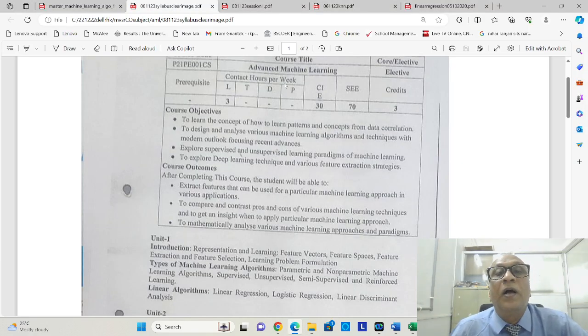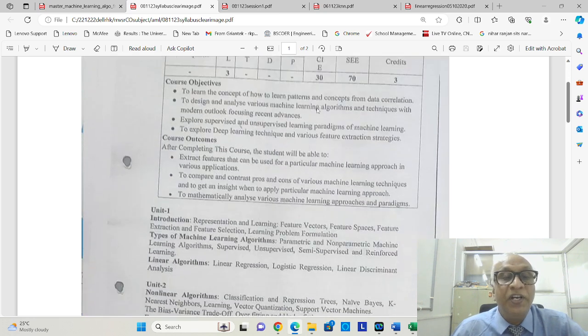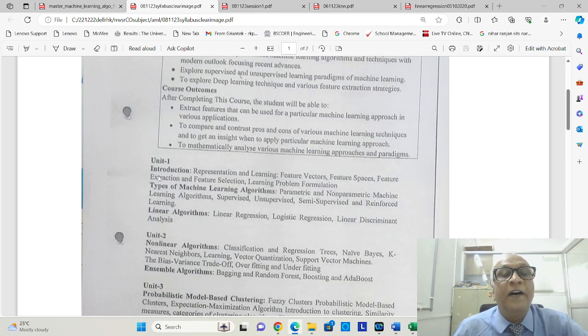So this is our subject, advanced machine learning, and in unit 1 we have feature vectors, feature extraction, learning problem formulation, then types of machine learning algorithms, parametric and non-parametric machine learning algorithms, supervised, unsupervised, semi-supervised, reinforcement learning algorithms, linear algorithms such as linear regression, logistic regression, linear discriminant analysis. This is from unit 1.